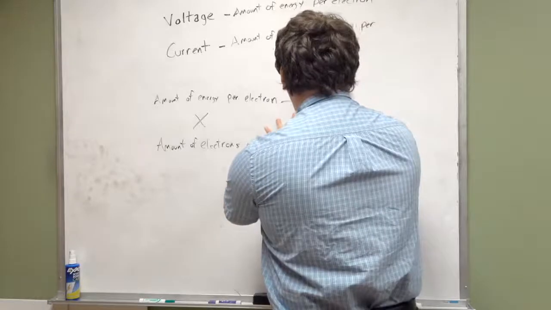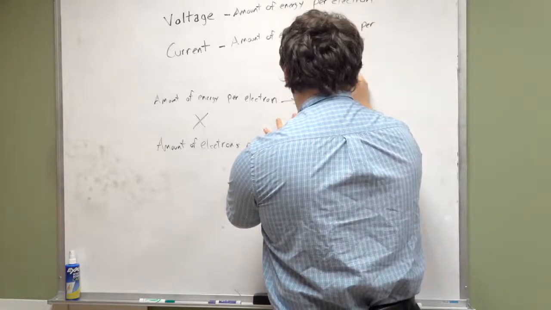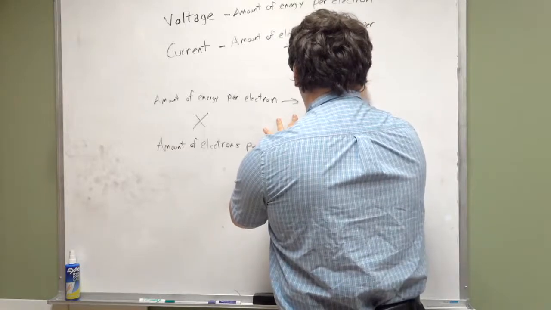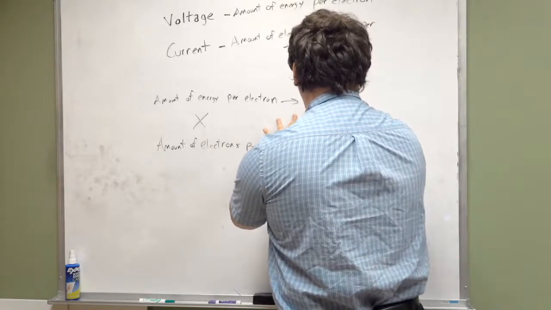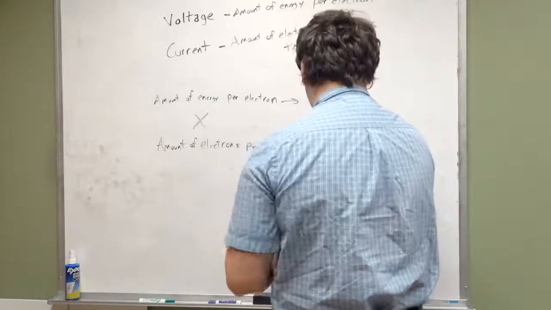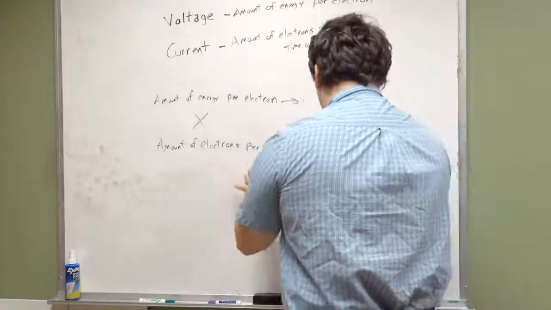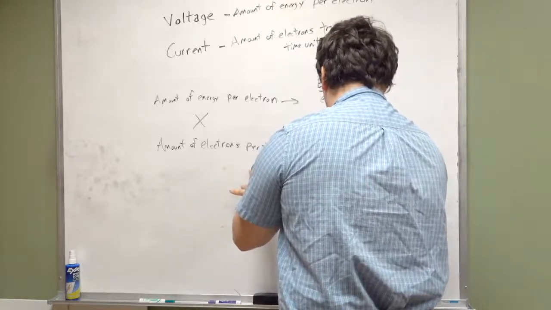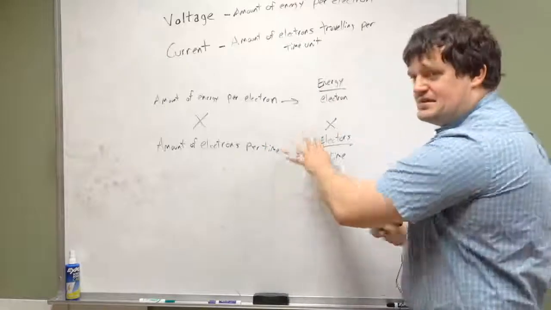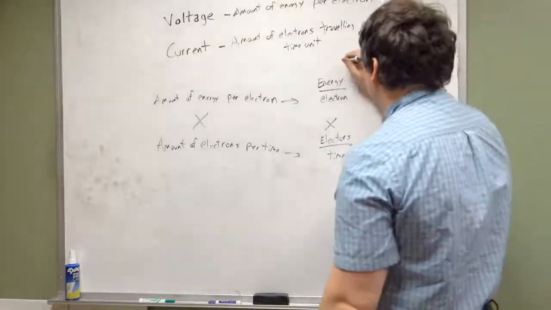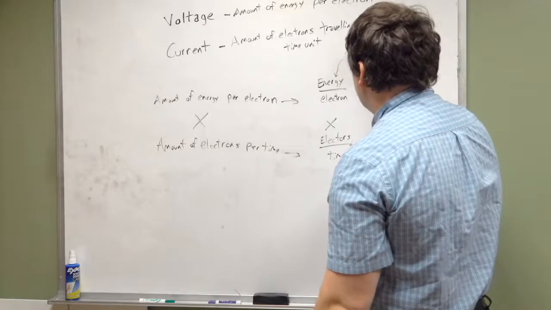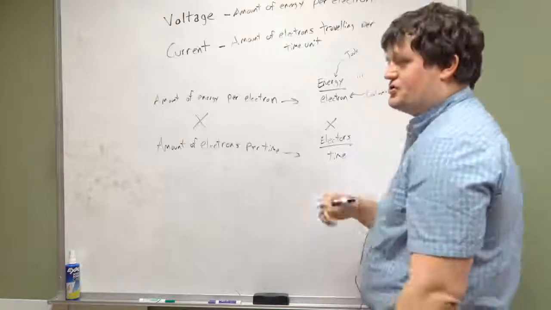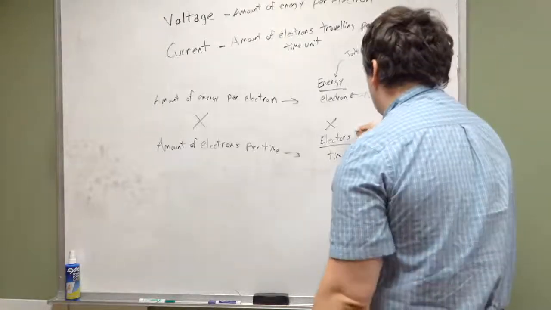Okay, so what we have here is the amount of energy, so I'll just write it as energy per electron, and then we multiply that by the number of electrons per time. Just looking at these units, energy is usually in joules. Electrons, this is usually in coulombs. It's a measure of the number of electrons.